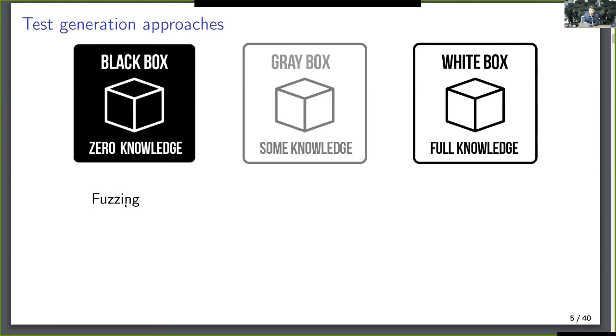And the black box approaches know nothing about what happens inside the program. Instead, they observe only some external things like program output, like crashes, like if the program does not terminate in some time limit, and so on. And one mainstream approach here is fuzz testing, or simply fuzzing.